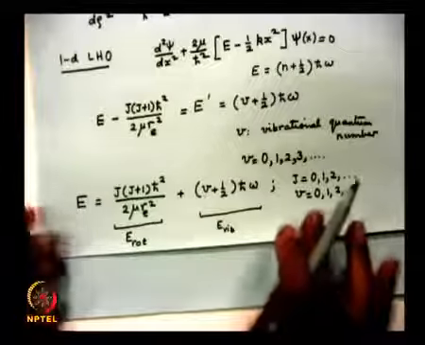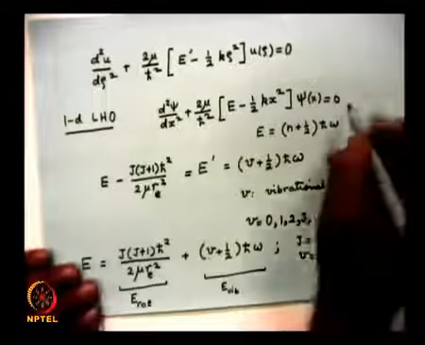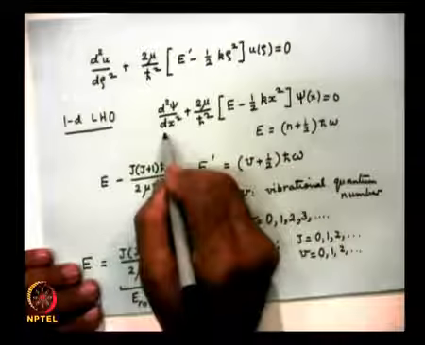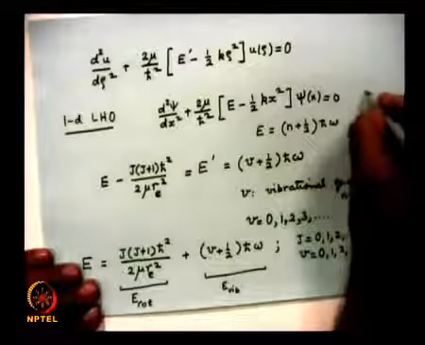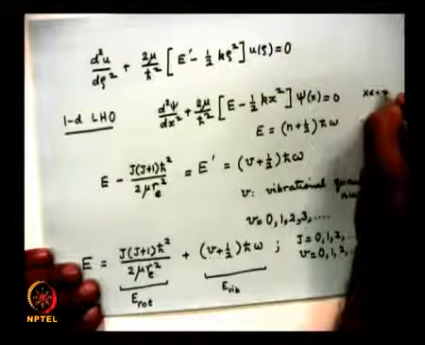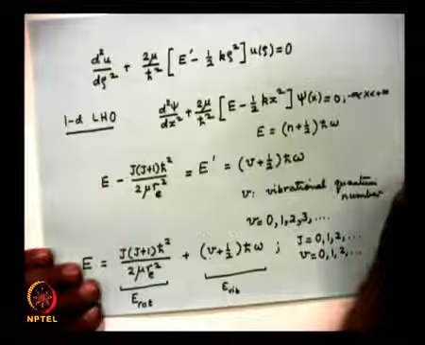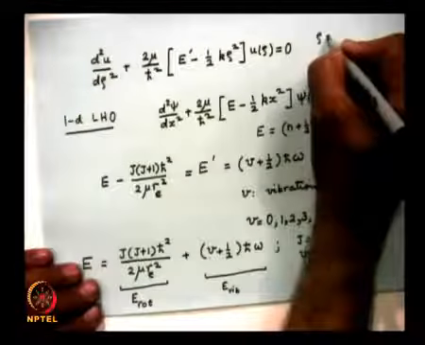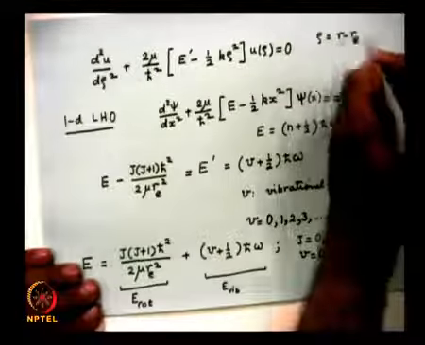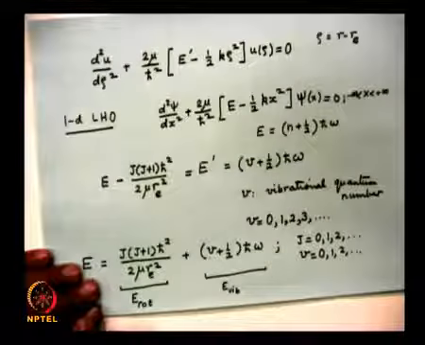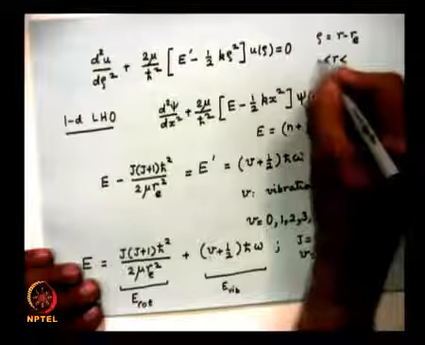Now, before we go further, I would like to mention one thing. When we solve the one dimensional linear harmonic oscillator problem, x was between plus infinity and minus infinity. You may remember that rho was equal to r minus r e. Rho is not the spherical polar coordinate; r goes from 0 to infinity.